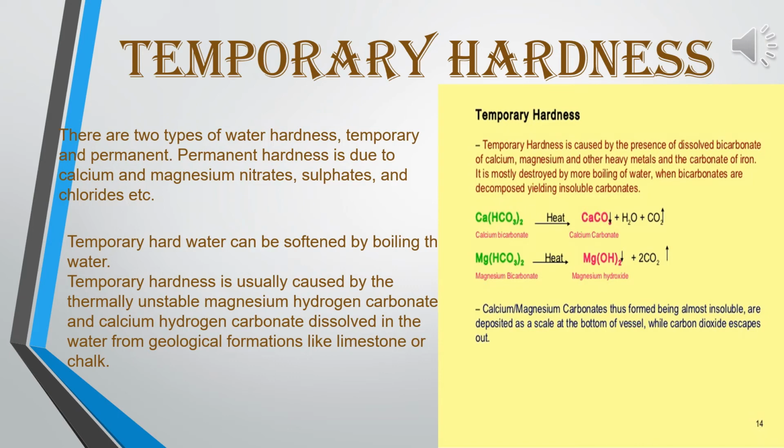Up arrow is given because this is a gas. Calcium carbonate and magnesium carbonate thus formed, being almost insoluble, are deposited as a scale at the bottom of the vessel while carbon dioxide escapes out. So the hardness of water which can be reduced or completely removed by boiling is called temporary hardness. The presence of soluble bicarbonates of calcium, magnesium, iron, etc. is responsible for this type of hardness.